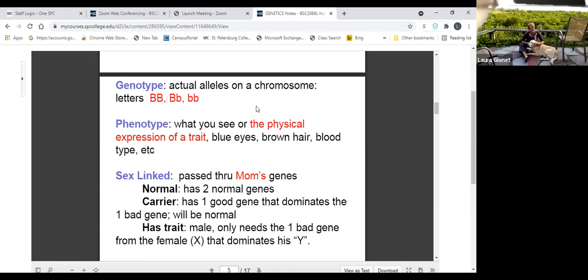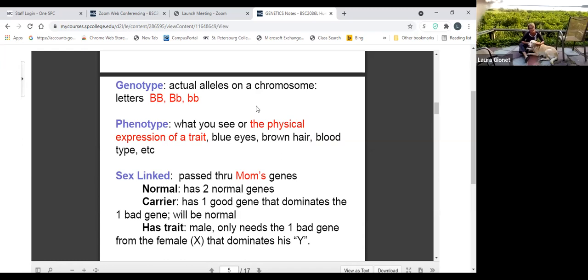The phenotype is what you see, or the physical expression of what came out. So when we look at blood typing, even if you're blood type B, you could have the genotype of either BO, which means you're heterozygous for B, or you could have inherited two capital B's, homozygous for B. Well, either way, you are blood type B.